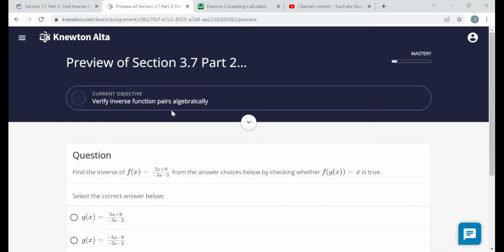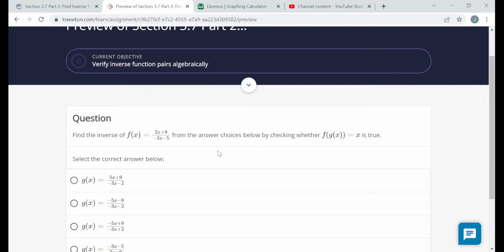Okay, here, verify inverse function pairs algebraically. So we're asked to find the inverse of some function from the answer choices below by checking whether f composed with g of x equals x is true. So this is something that didn't come up in section 3.7 part 1, so I'll bring that up right now.